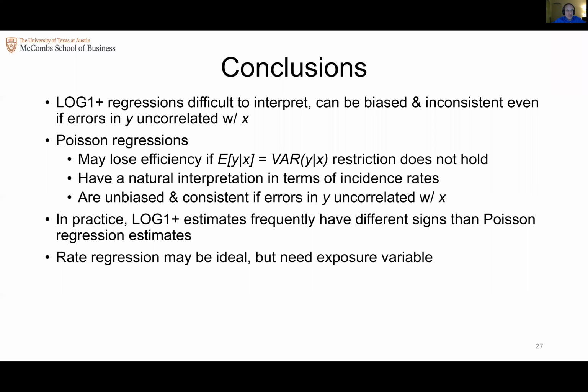In practice, as we've seen, log of 1+ estimates frequently have different signs than Poisson regression estimates, different orders of magnitude. So it seems like from a practical standpoint, the problems with the log of 1+ regression are actually problems with real data. Okay? And again, rate regressions may be ideal, but you need a good exposure variable in order to be able to estimate those rate regressions, which I think in most applications means that the Poisson regression is probably the right form of regression to use. Okay. All right, I'll stop there.